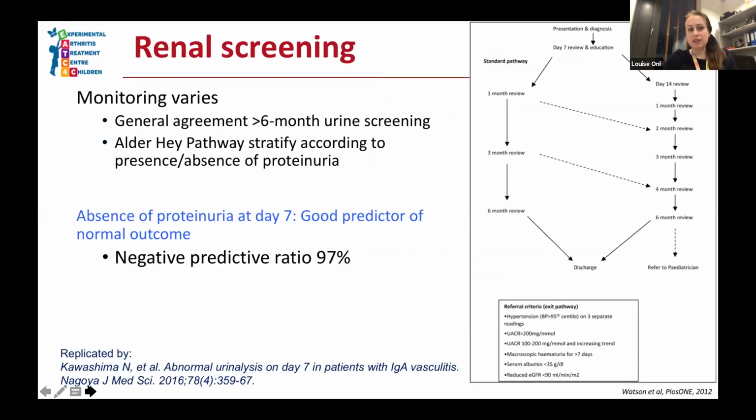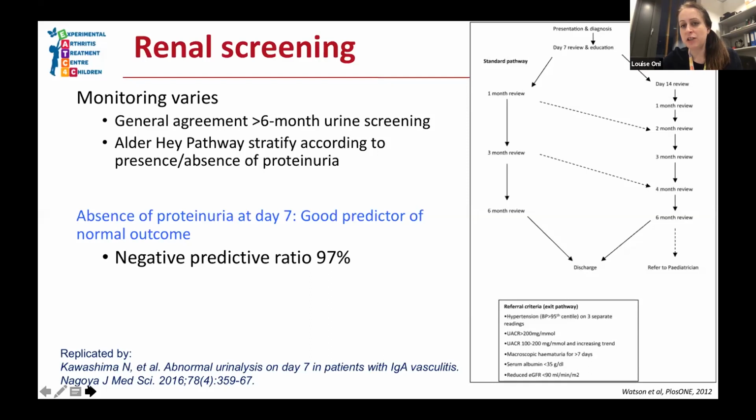So what do we do? It's generally recognised that all patients who present with Henoch-Schönlein purpura should undergo a period of renal monitoring for at least 6 months. And this usually depends on their urine being screened. And some years ago now, we published what we do in our practice as an example.